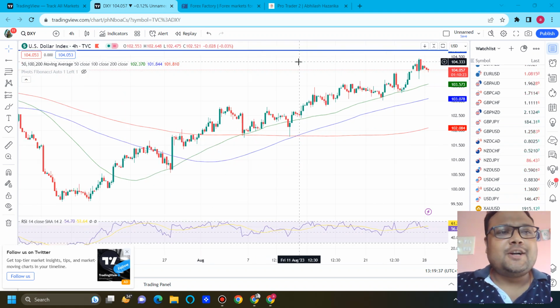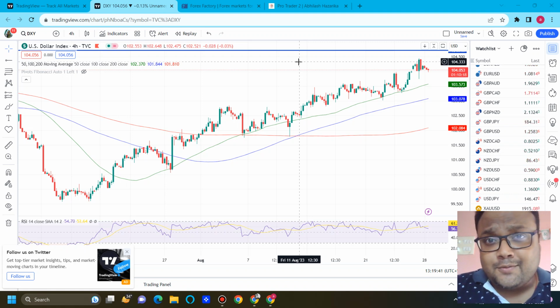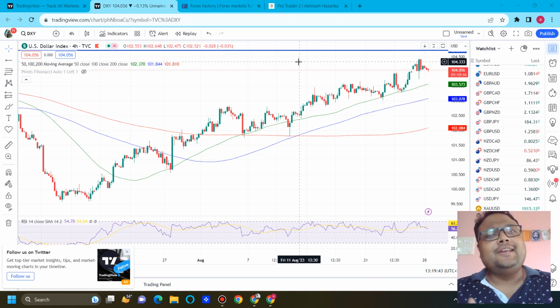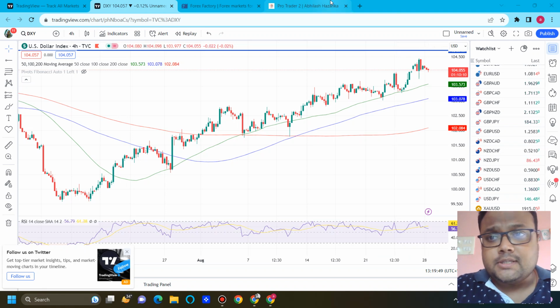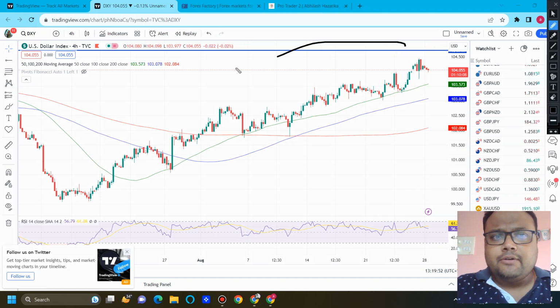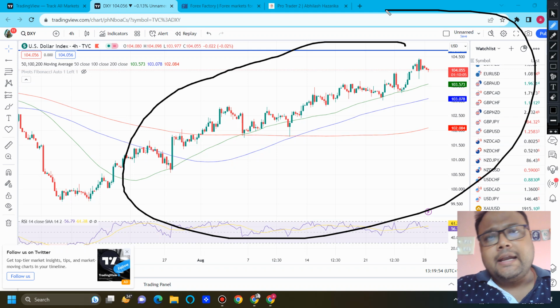So this is the chart of the DXY, the US dollar index. The dollar is the most popular currency in the world, so knowing what is going on in the US dollar is extremely important. The dollar index is right now standing at 104.05. There is no doubt that DXY is fundamentally and technically bullish right now. As a result, you need to plan your trades accordingly.